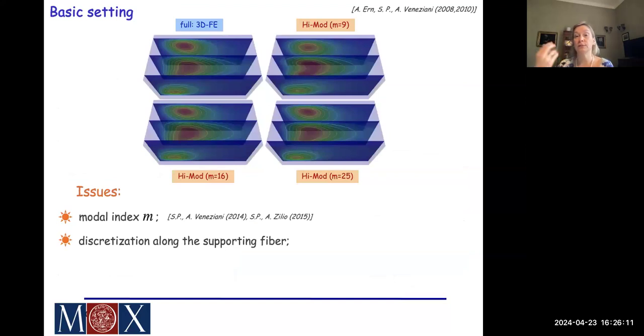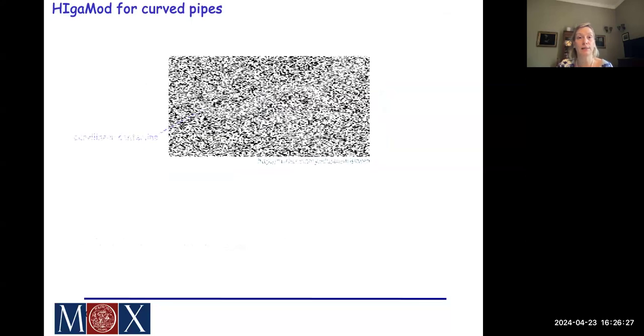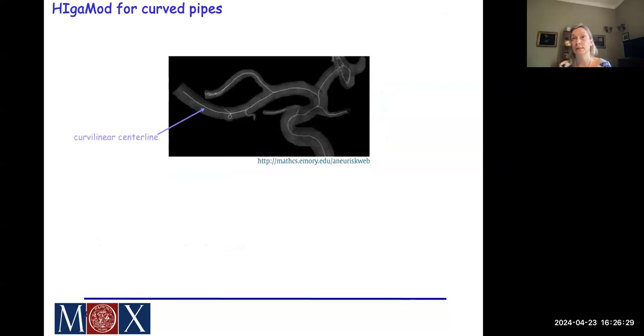A second issue is the discretization that we decided to switch on along the mainstream. As I have already anticipated, the original choice has been to resort to a finite element discretization along the mainstream. This is the first choice historically made, but then we very quickly understood that if we are interested in managing curvilinear center lines, such as the ones typical of a patient-specific geometry, a finite element discretization may very likely not be the best solution.